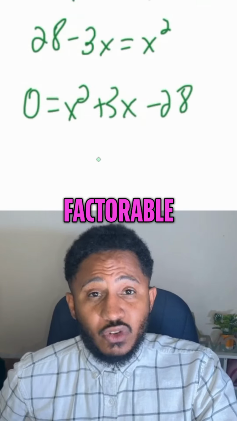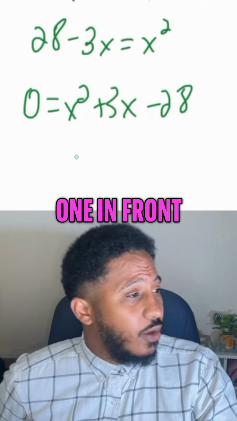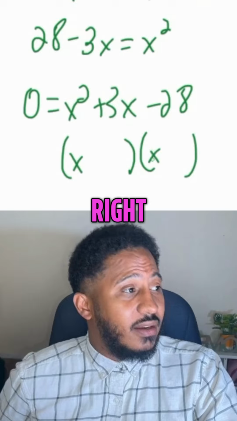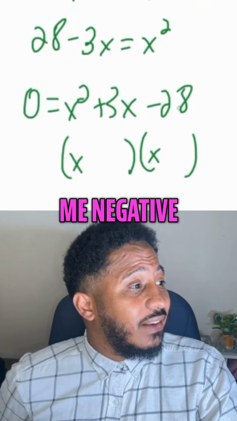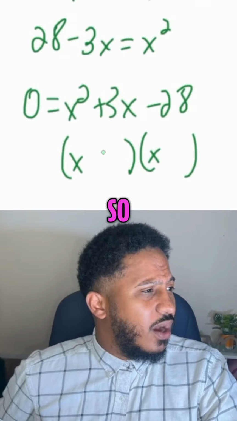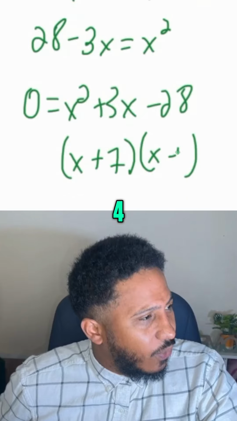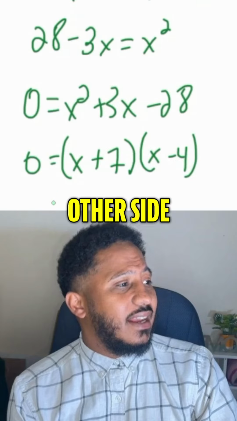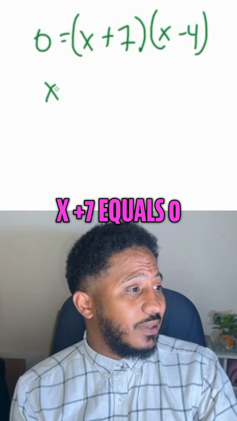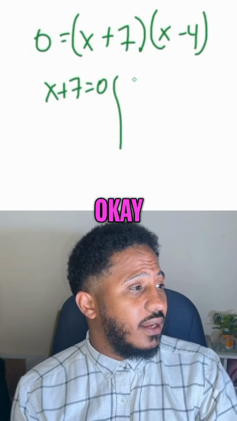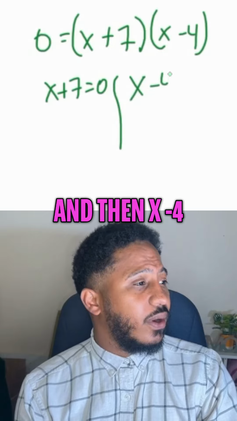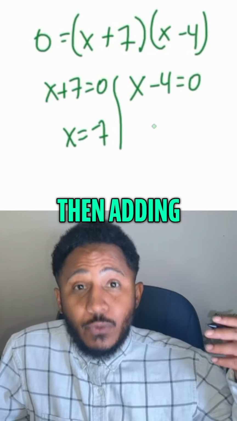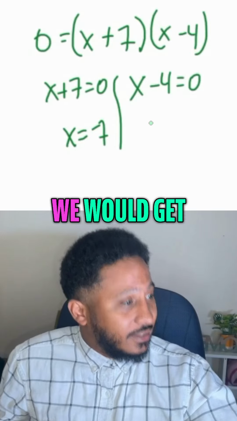And now I think this is factorable, right? Since there's a 1 in front, we can go straight to what I call double bubble: x and x. I need two numbers that multiply to give me negative 28 and add to give me 3. So positive 7 and negative 4. So get 0 on one side, factor the other side, and now set each factor equal to 0. So here x plus 7 equals 0, and then x minus 4 equals 0. Solving these separately, we get x equals negative 7. Then adding 4 to both sides for this one, we get x equals 4.